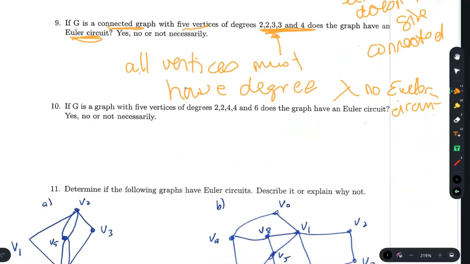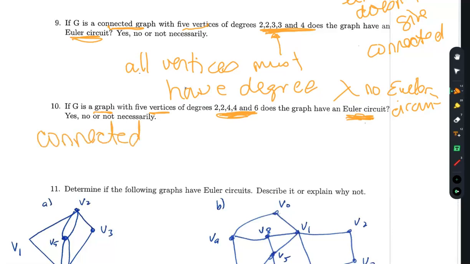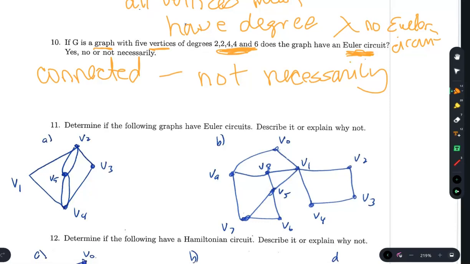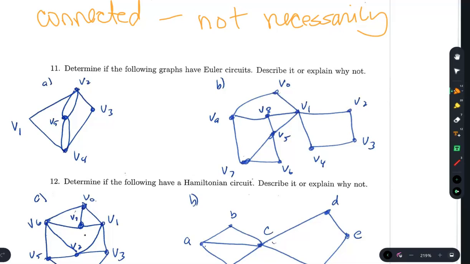All right. How about this one? It's got a graph, 5 vertices. Okay, so we've got all even degrees. Is it possible to have an Euler circuit? Oh, but what was that definition again? It said it had to be connected. And this doesn't say connected, so the answer would be no, not necessarily. It could be connected, but it doesn't say it has to be, so that doesn't preclude that you're going to have a circuit.